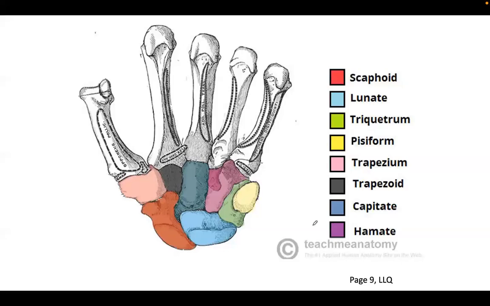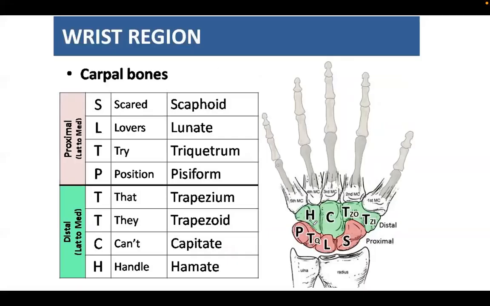Now, does everyone remember this? These are the carpal bones. Now, tip: know which is proximal, know which is distal. Always remember this famous mnemonic: scared lovers try positions that they cannot handle. My strong advice is to memorize the proximal. If you memorize the proximal, automatically by the process of elimination and testmanship, you also memorize the distal.